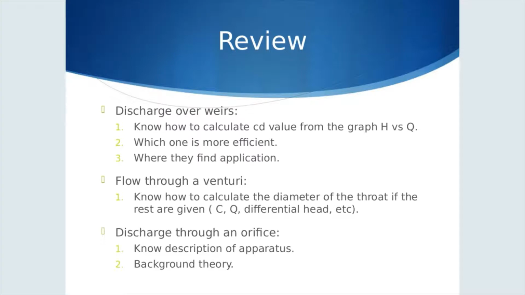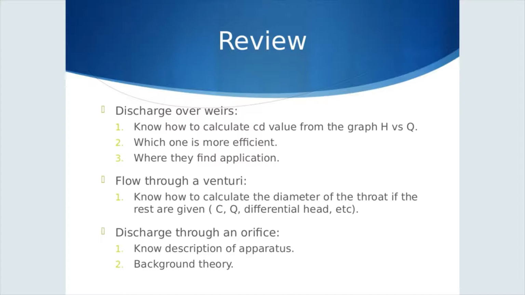Also, which one is more efficient? Remember, we analyzed the triangular one and the square one. If we get a smaller CD value, which one is it, and a higher CD value, which one of them should be more efficient, and why would we be using each one of those? So, where do they find an application? Remember, I told you that if we want to have a very high head loss, we would use the one with the lower CD.